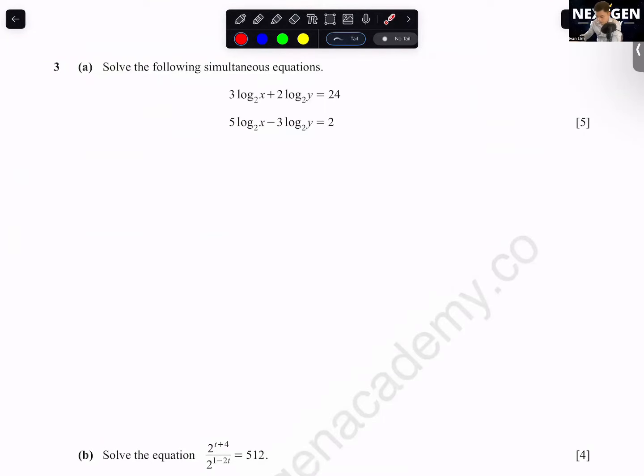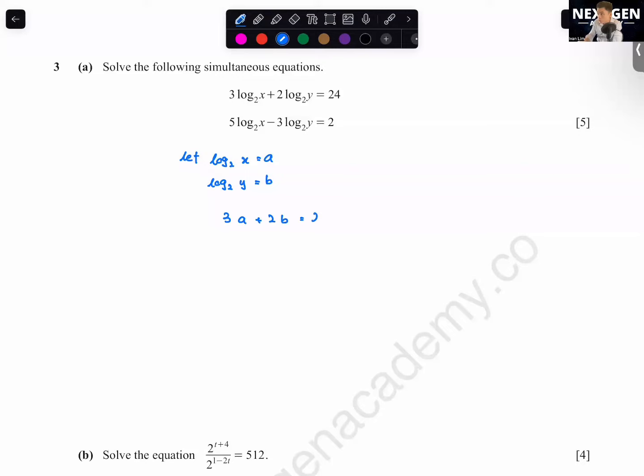Solve the following simultaneous equation. Okay, look at these two equations. We have something common, which is log 2x and log 2y. What I like to do is simplify the equation first, so that it's easier for you to solve it. So I will let log 2x equals to a, log 2y equals to b. Okay, so easier for me to see.